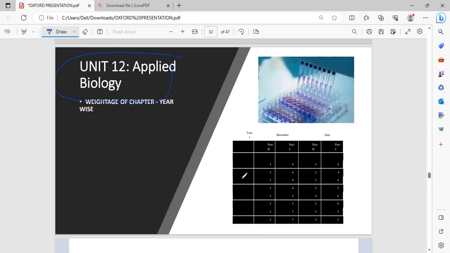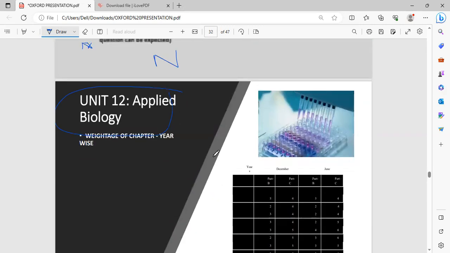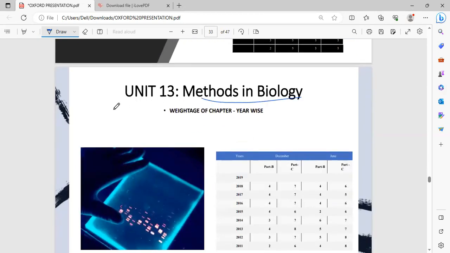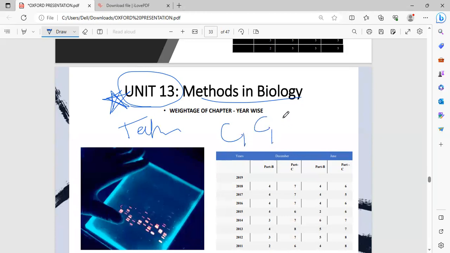Coming to the applied biology. For this applied biology, we can choose either 7th unit or 12th unit. We can focus on either 7th unit or 12th unit. And coming to the methods in biology. Yeah, this is one of the huge chapters in our syllabus. Under this 13th unit, we study various types of techniques. That is chromatography, centrifugation, like that agarose gel electrophoresis, every technique we study under this methods in biology.